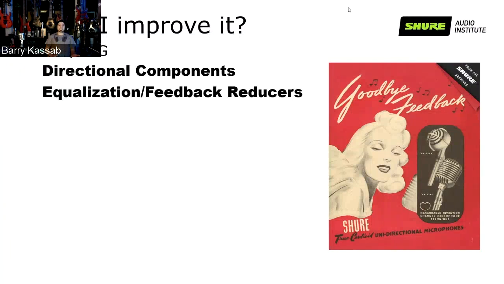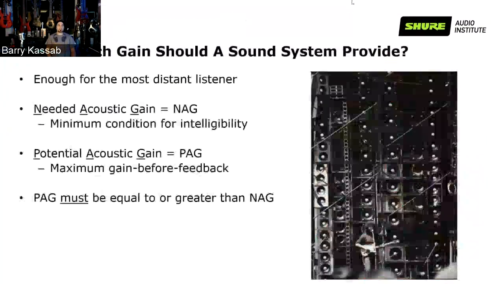So that means the potential acoustic gain and the needed acoustic gain go hand in hand, in which nothing should overlap on each other. And of course, the needed acoustic gain should not be more than the potential acoustic gain. Otherwise, you're putting way too much in the room.